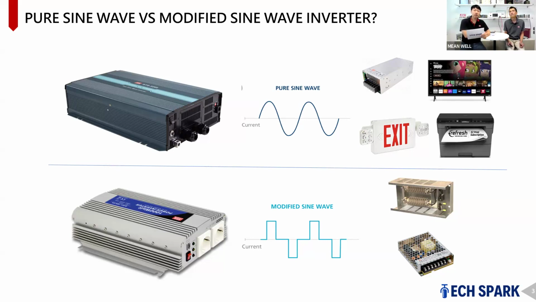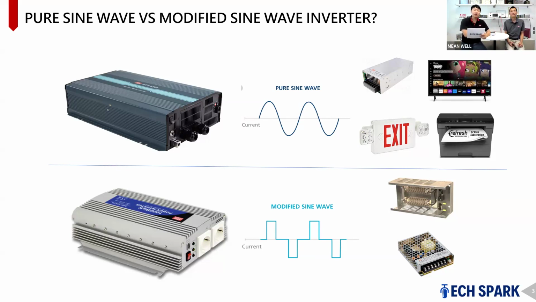I see. So the Meanwhile AC to DC power supplies can be powered by the modified sine wave, right? Yes, it can, because it can operate at 140 minimum. All right, you guys heard Brian. If you have a modified sine wave inverter and you need an AC to DC power supply downstream, make sure to use a Meanwhile AC to DC switching power supply.